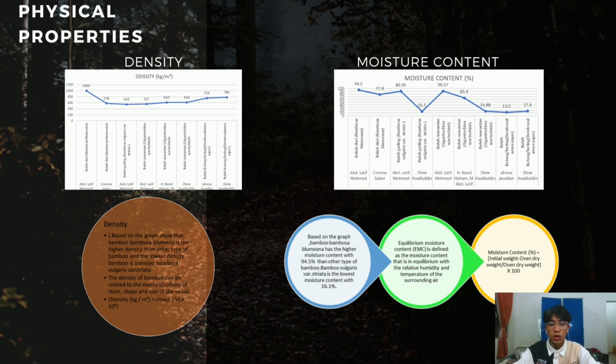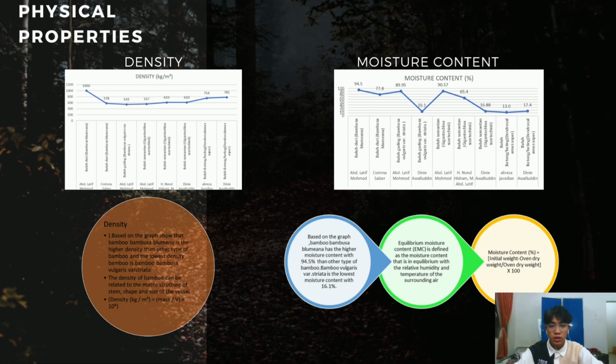For the chapter 2 literature review part of physical properties, number 1 is density. The density of bamboo can be related to the microstructure of the skin, shape, and size of the basin. Based on the graph, bamboo bulbosa blumina has the highest density compared to other types of bamboo, and the lowest density bamboo is bambusa vulgaris basalta.